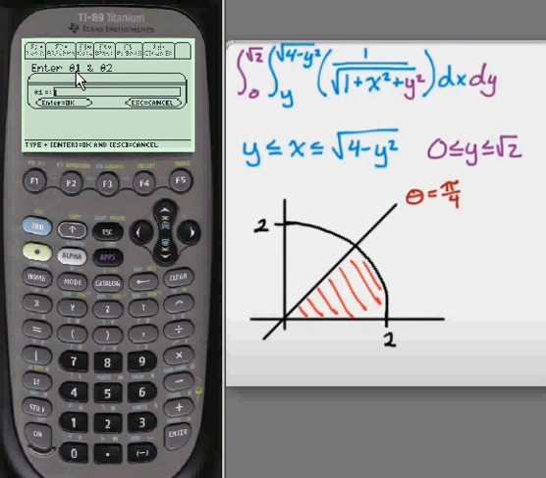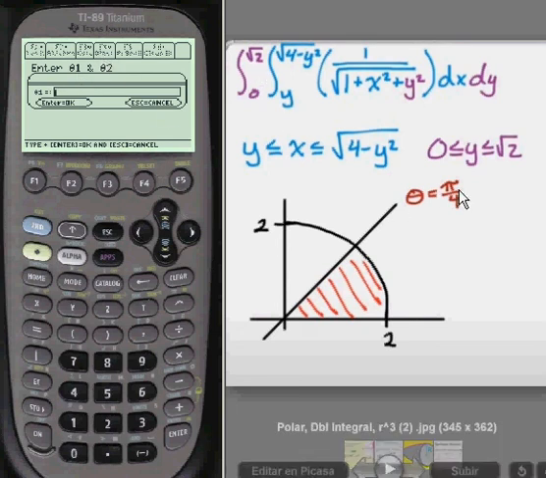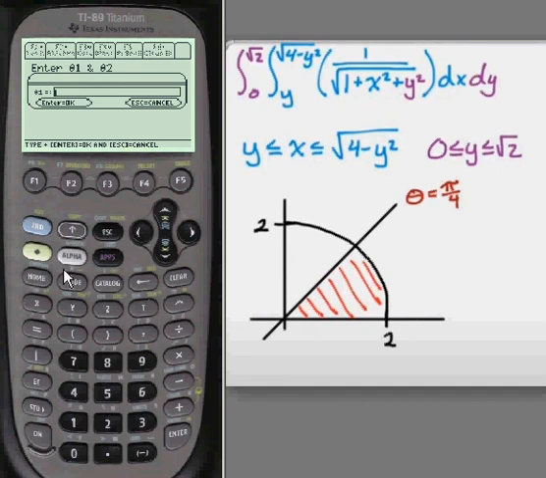And so now we're going to enter theta 1 and theta 2. Okay, that's 0 and pi over 4. So we're going to press alpha 0, and alpha second pi divided by 4.